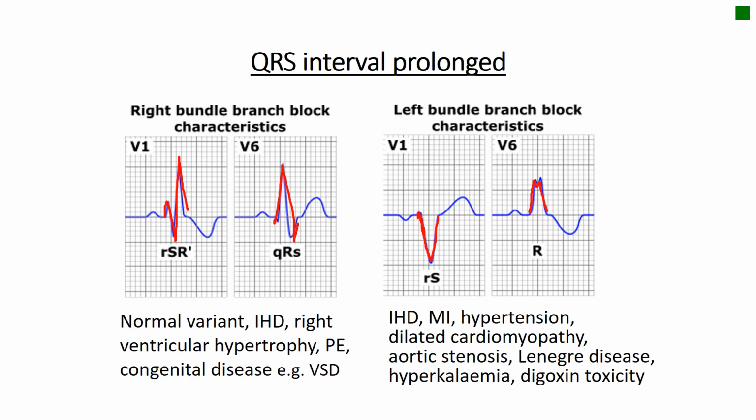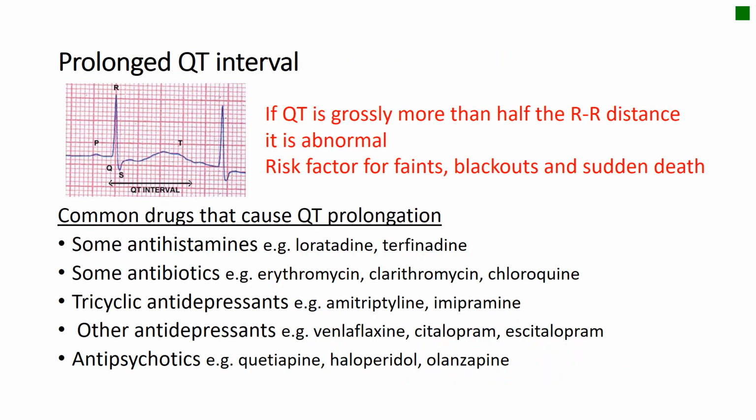And these are different causes for right and left bundle branch block. I'm not expecting you to know this, but this is just for completeness. And here, the thing I want to talk about is the prolonged QT interval. It's more than half the RR distance between the two R waves, and so it's prolonged. And this is a risk factor for faints, blackouts, and sudden death.